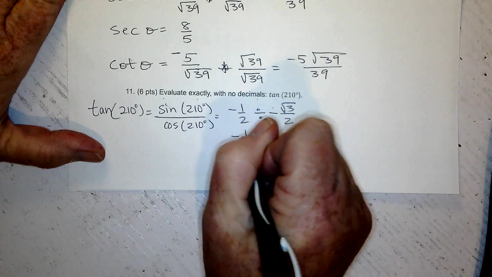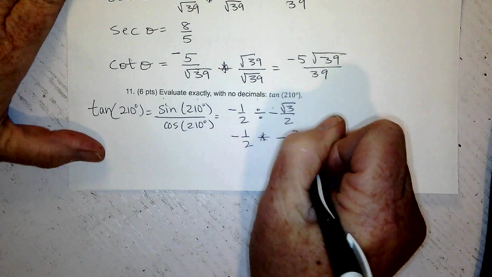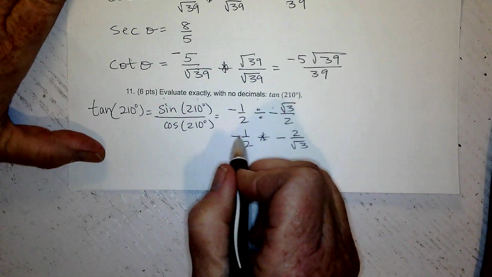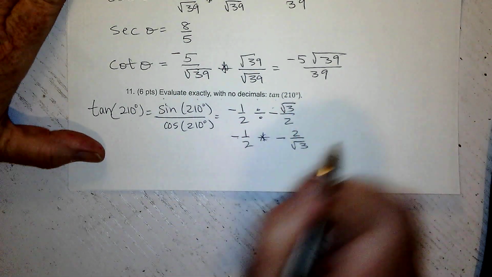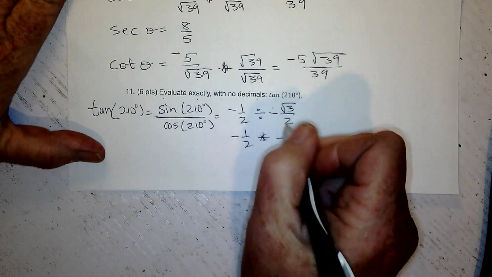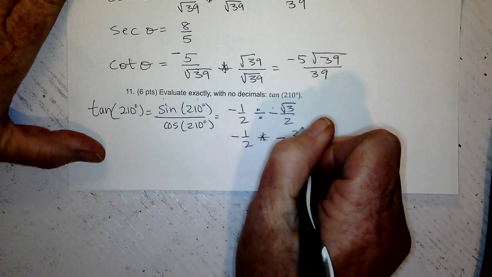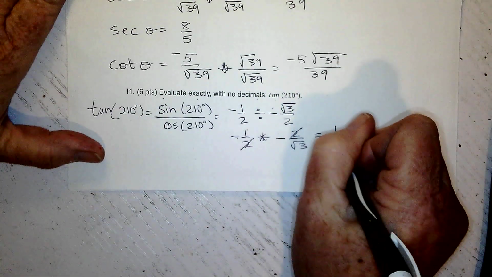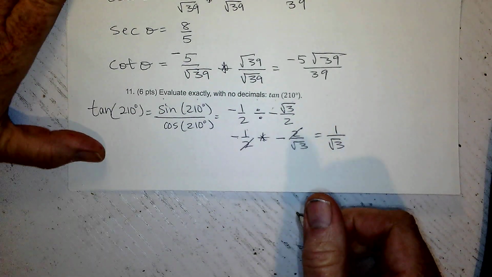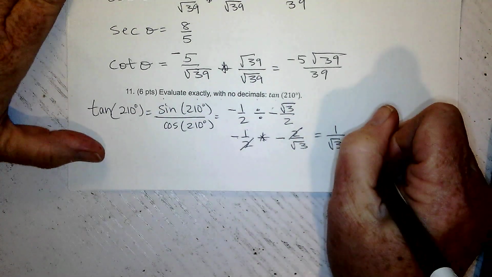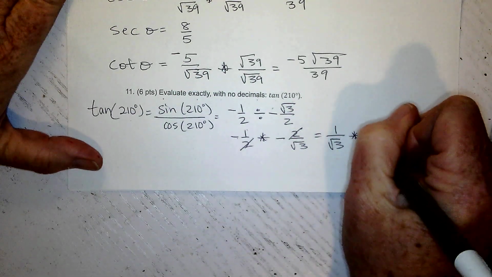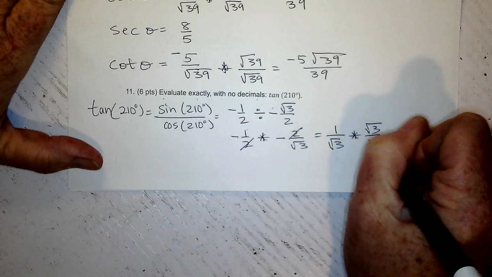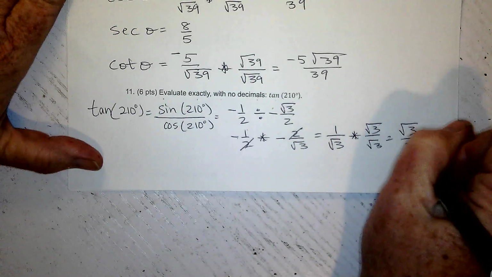Keep, switch, flip. Negative times a negative is a positive. Many of you missed that. That was huge. That hit a lot of you, but it was only a point. These two reduce, and you're left with 1 over the square root of 3. That is the correct answer. That's for 6 points. For an extra point, you rationalize your denominator, and you get square root of 3 over 3.